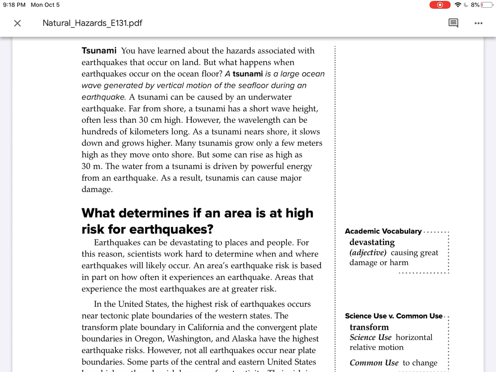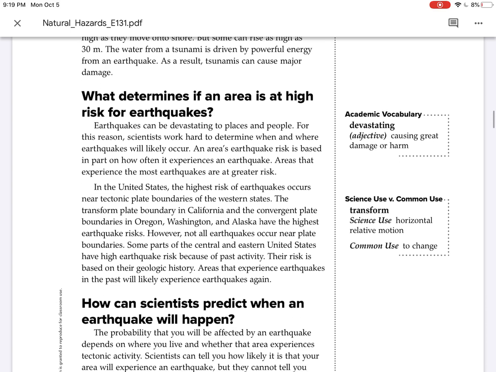Far from shore, a tsunami has a short wave height, often less than 30 centimeters high. However, the wavelength can be 100 kilometers long. As a tsunami nears shore, it slows down and grows higher. Many tsunamis grow only a few meters high as they move onto shore. Some can rise as high as 30 meters. The water from a tsunami is driven by powerful energy from an earthquake. As a result, tsunamis can cause major damage.